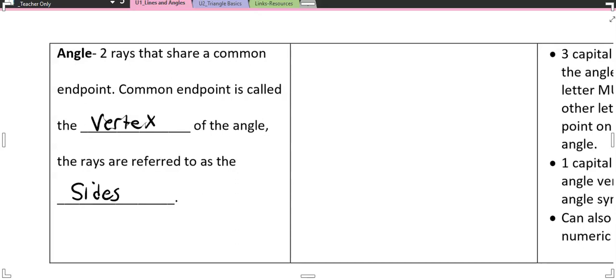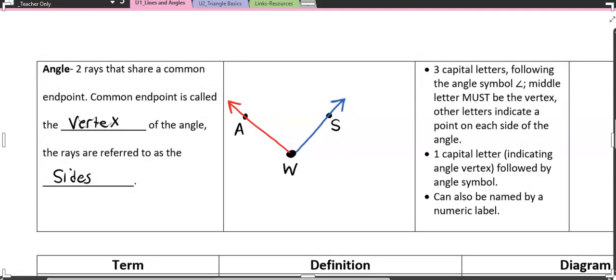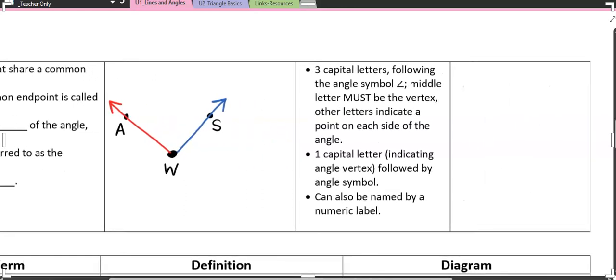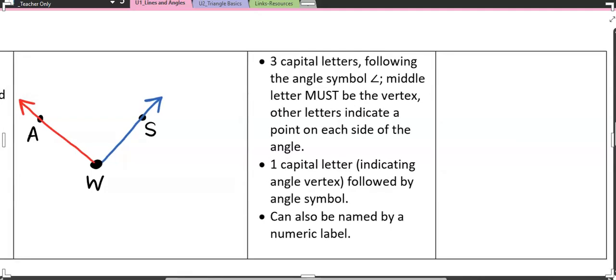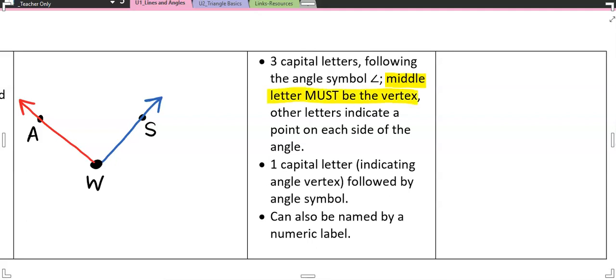So if I want to draw 2 rays that have the same endpoint, let's go ahead and we'll call this W. And then I'm going to have the first ray, which I'll do in red, go this way. I'll have the second ray, blue, that goes this way. Along the red and the blue ray, we'll probably have another point here. So let's call it A, W, and then S. I don't know. We got rid of the animals here. I forgot this time. But as we're going to label this now, the key here with labeling an angle is it has to be 3 capital letters followed by the angle symbol, and the middle letter must be the vertex. Other letters will indicate one from each side.